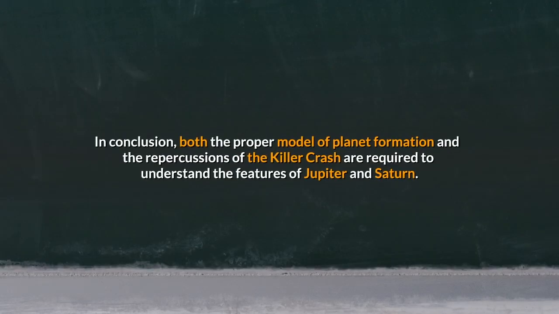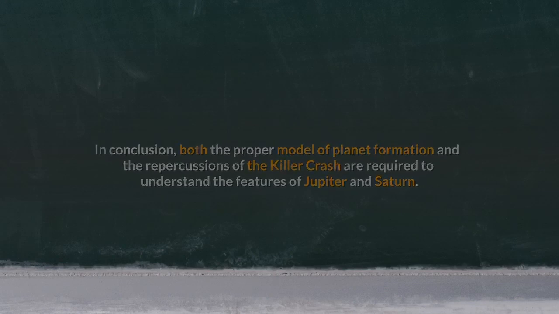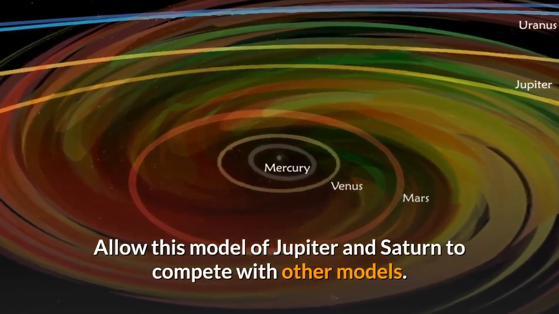In conclusion, both the proper model of planet formation and the repercussions of the killer crash are required to understand the features of Jupiter and Saturn. Allow this model of Jupiter and Saturn to compete with other models.